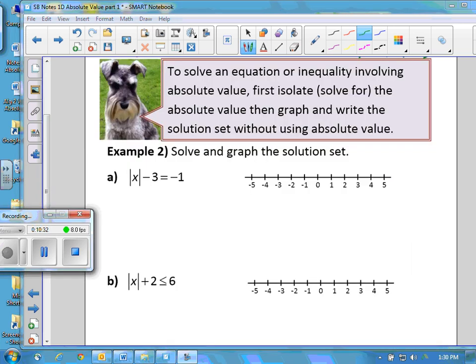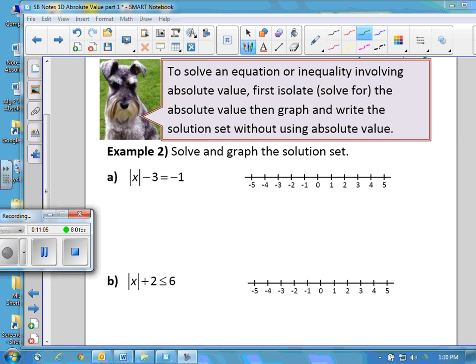If you notice, all of the problems we've been looking at so far have had absolute value of x isolated all by itself. That's not normally going to be the case. So when you have to solve an equation or an inequality involving absolute value, the first thing you have to do is isolate the absolute value. You need to get that absolute value all by itself. And then you can write the solution set in the way we've been doing all along. So let's look at this first example. We have the absolute value of x - 3 equal to -1.